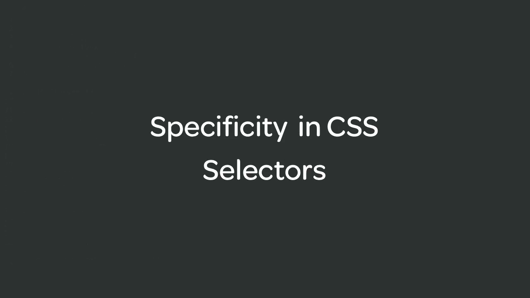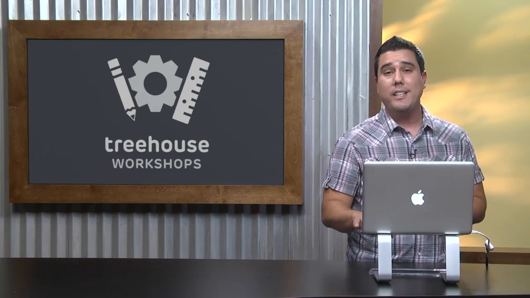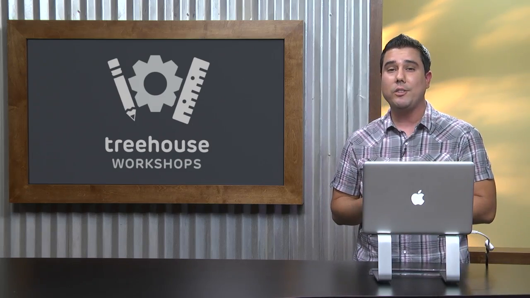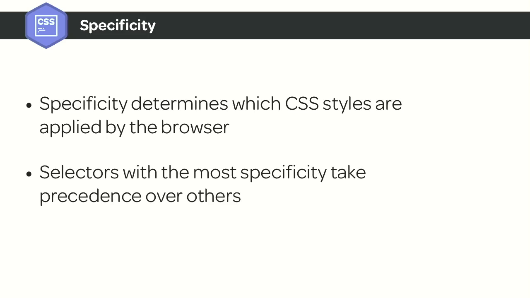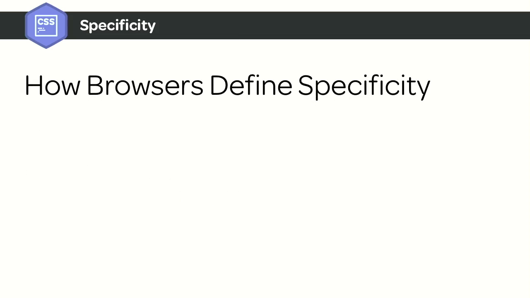So this leads us into how specificity is calculated in a selector. Specificity is what determines which CSS styles are applied by the browser. Selectors with the most specificity always take precedence over others. So let's talk a little bit about the calculations a browser will make in order to determine that specificity in a selector. It's important to understand this concept because knowing how the browser will interpret your code can come in really handy when debugging CSS, and it will also save you a lot of time.